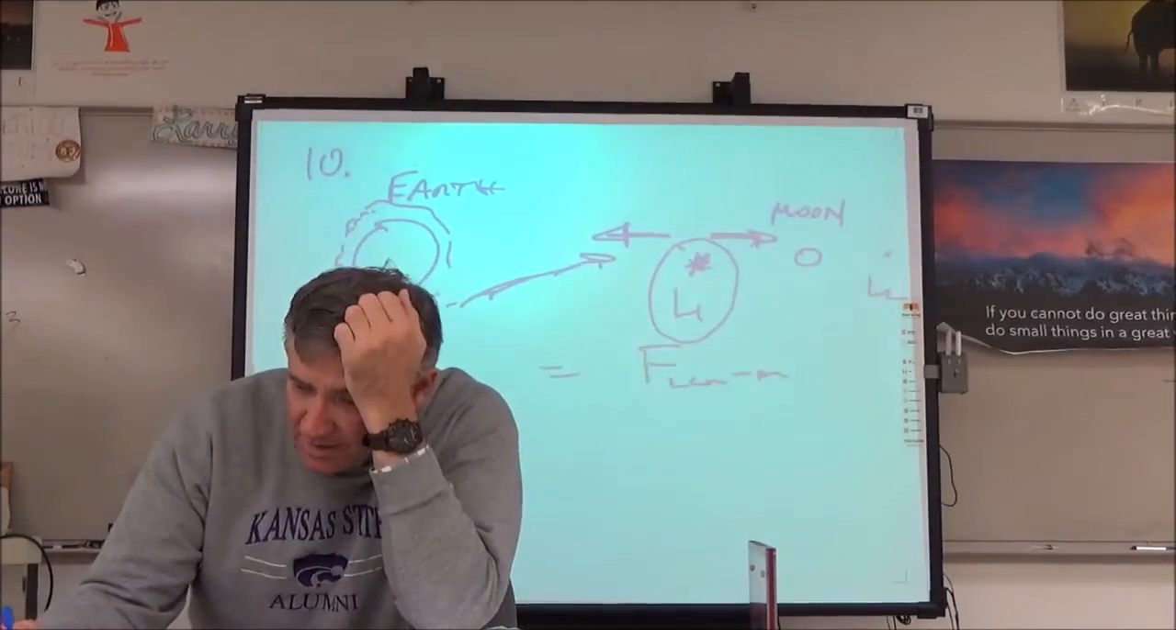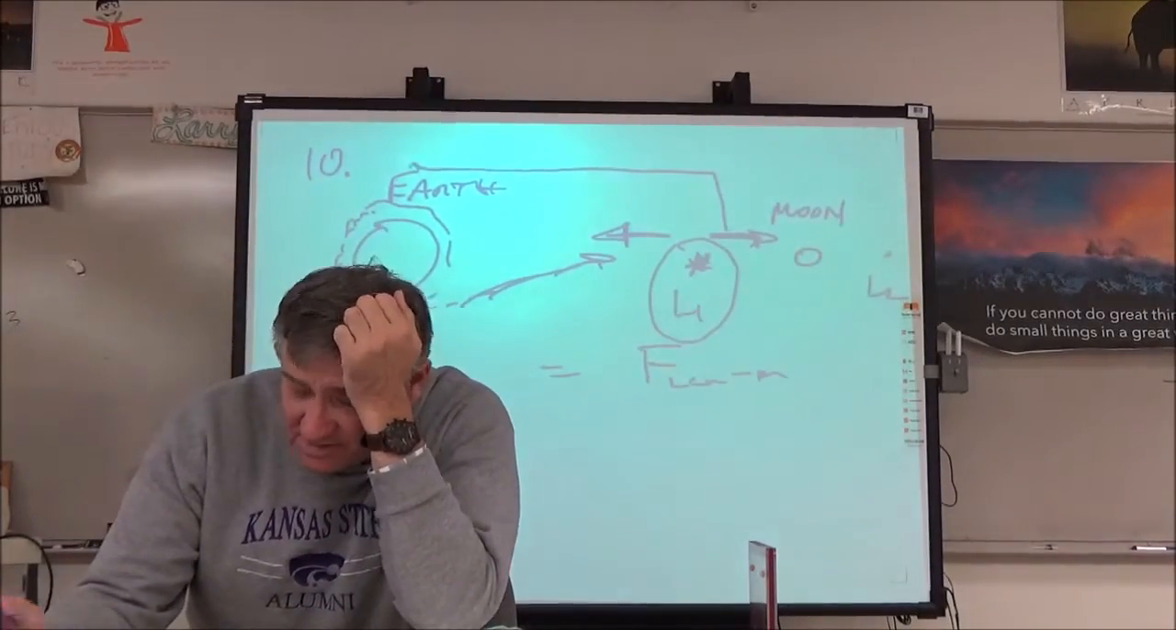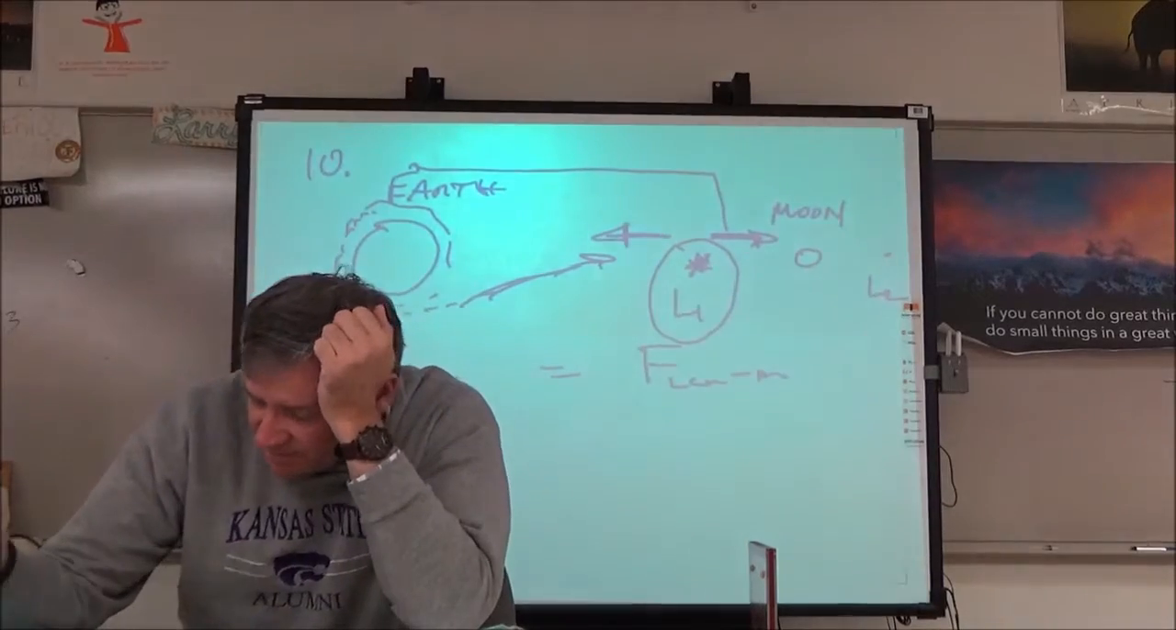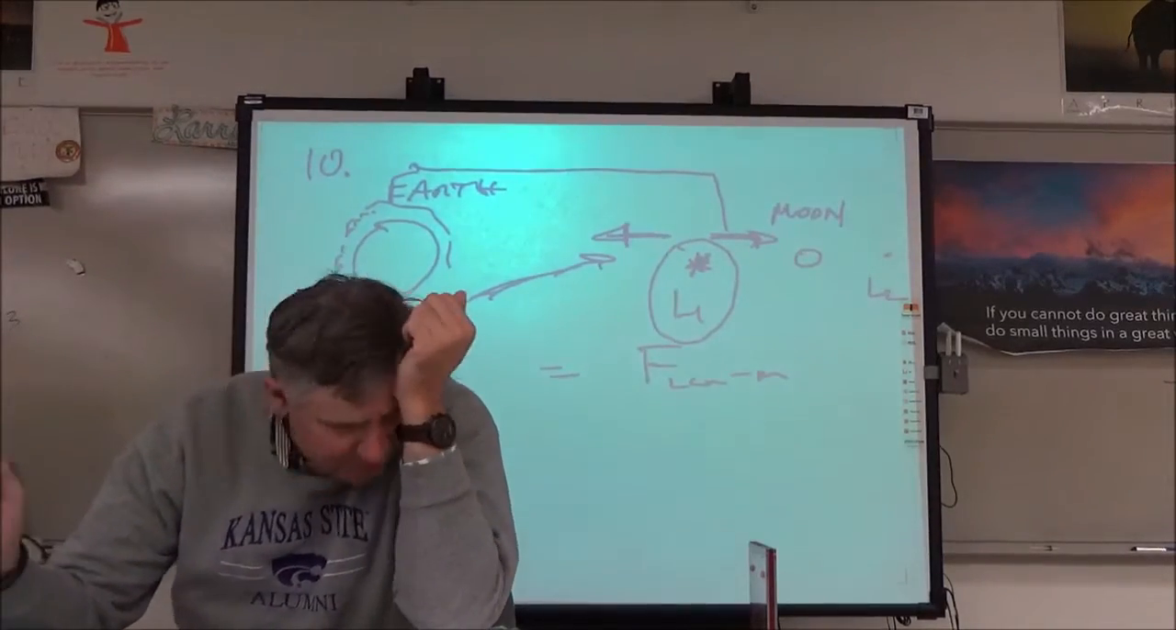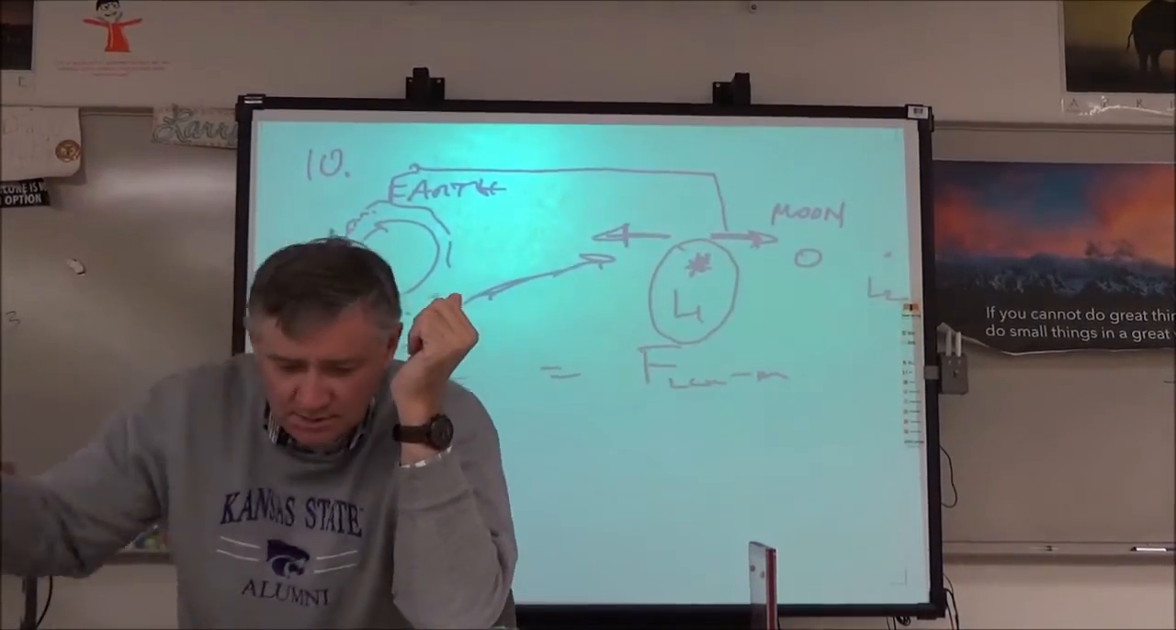Now, I tell you that the entire distance between the Earth and the Moon is, I think, 3.844 times 10 to the 8th.